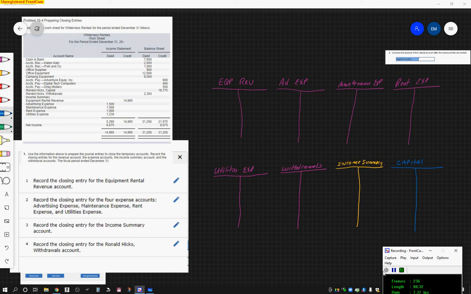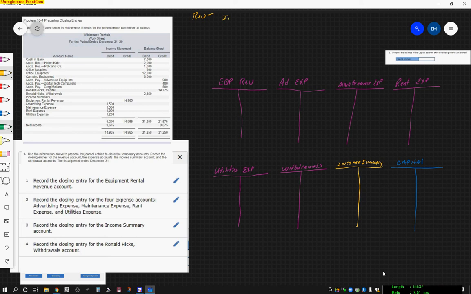We do know what account gets closed first, and the very first account that gets closed is the revenue. And the revenue gets closed into the income summary, right? And then we have the expense accounts that get closed into the income summary. Then we have the income summary getting closed into the capital account. And then we have the withdrawals getting closed into the capital account. So with that said, we know which ones and what order we're going to be doing them in.